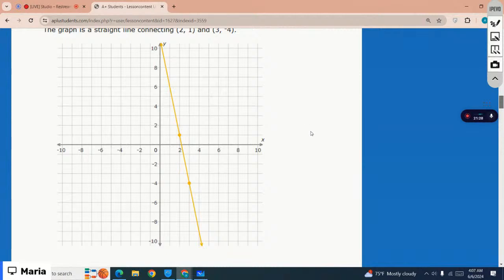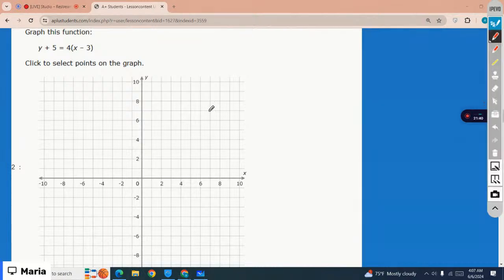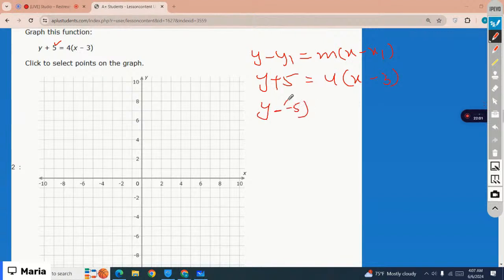Let's start with the other example. That is y plus 5 equals 4 times x minus 3. That is y minus y1 equals m times x minus x1, right? So you can write it as y minus -5 equals 4 times x minus 3, because in the equation here you have a negative sign, right? So x1 is 3 and y1 is -5.